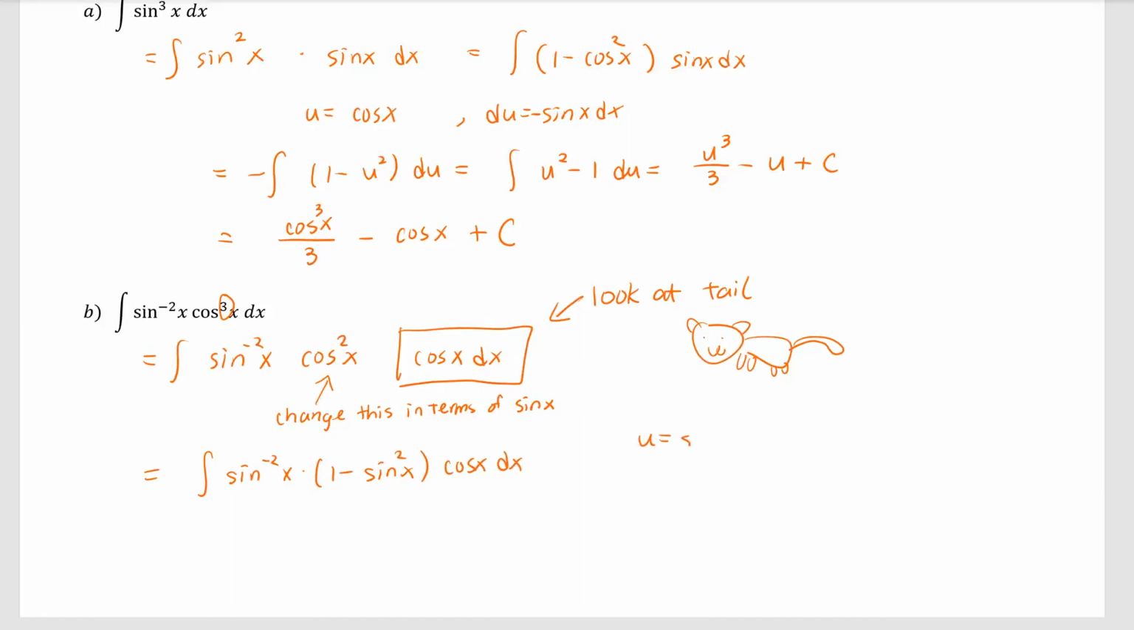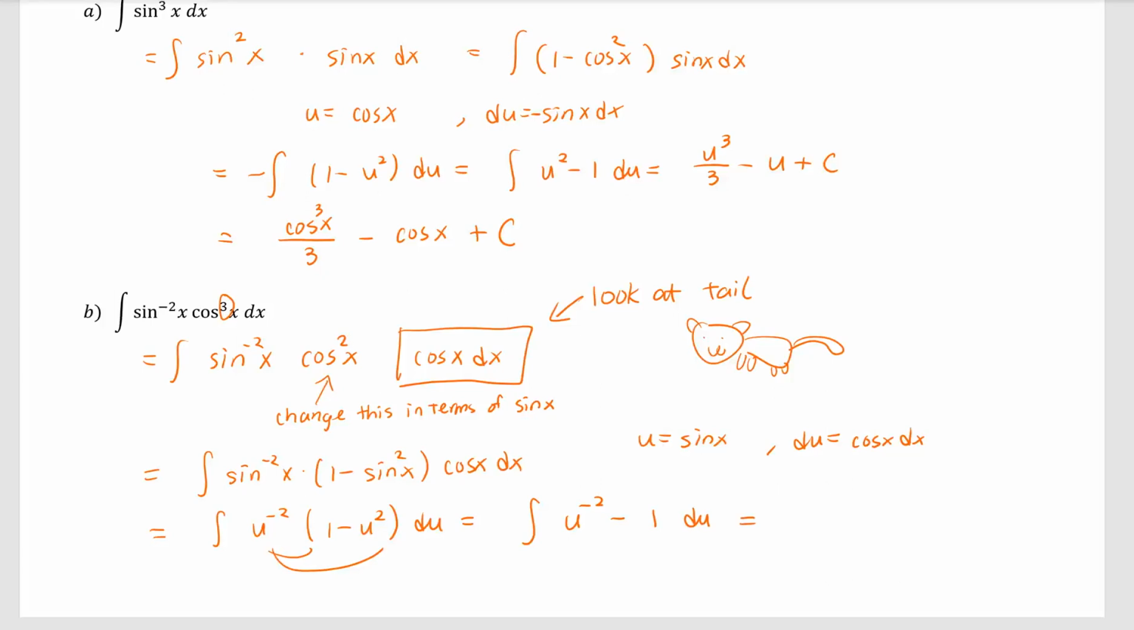We can let u be sine x. Then du is cosine x dx, right? And so this is u to the negative 2, 1 minus u squared, and this is du, right? Remember, we don't have product rule, so we multiply out. U to the negative 2 times 1 is u to the negative 2. The u to the negative 2 times u squared is actually 1.